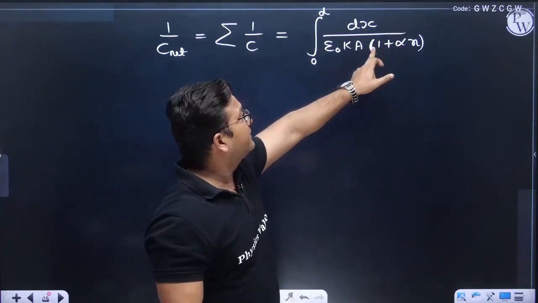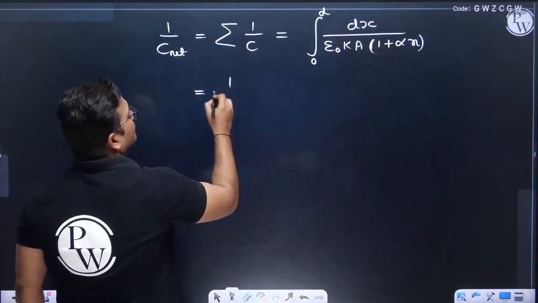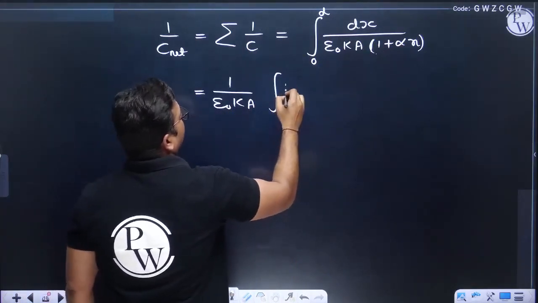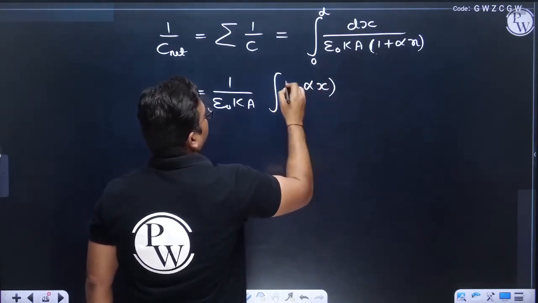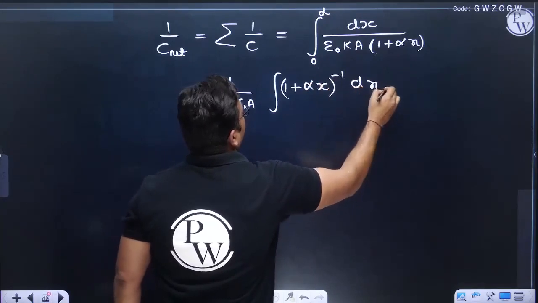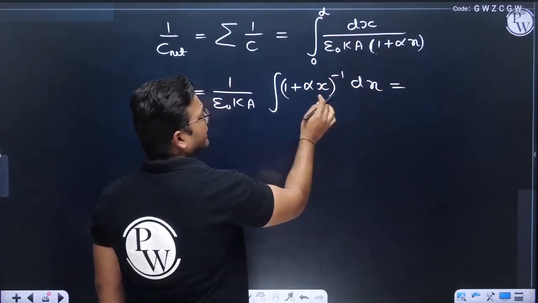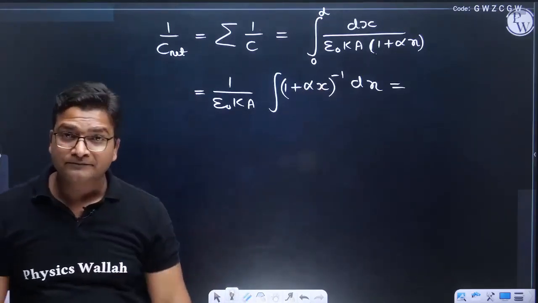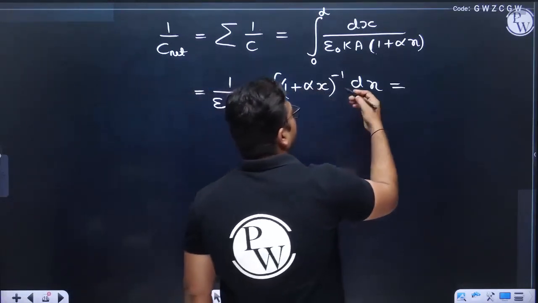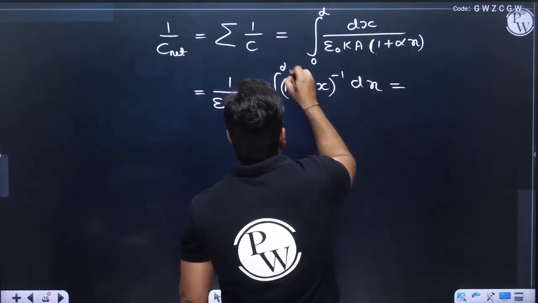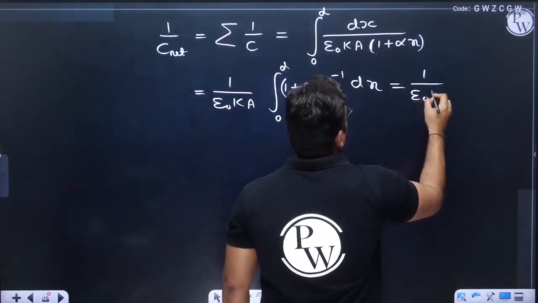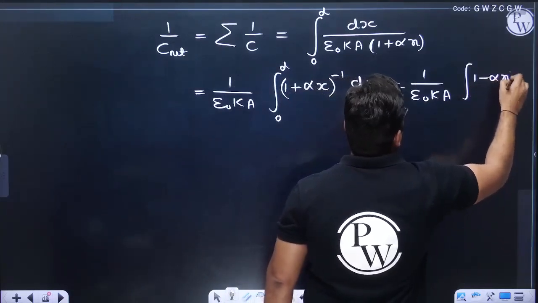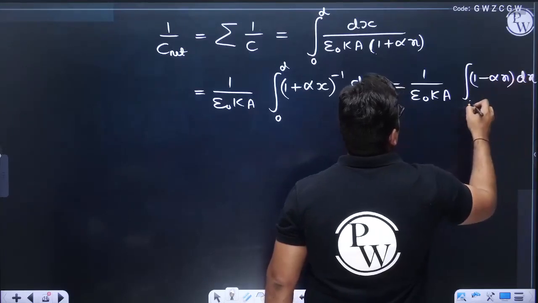And if alpha x is less than 1, I can rewrite it like this: 1 upon epsilon naught Ka, and inside integration I can write (1 plus alpha x) to the power minus 1 dx. I can expand this binomially, and as alpha x is very small, its higher order terms can be ignored. So I can write this, from 0 to d, as 1 upon epsilon naught Ka, integration of (1 minus alpha x) dx from 0 to d.